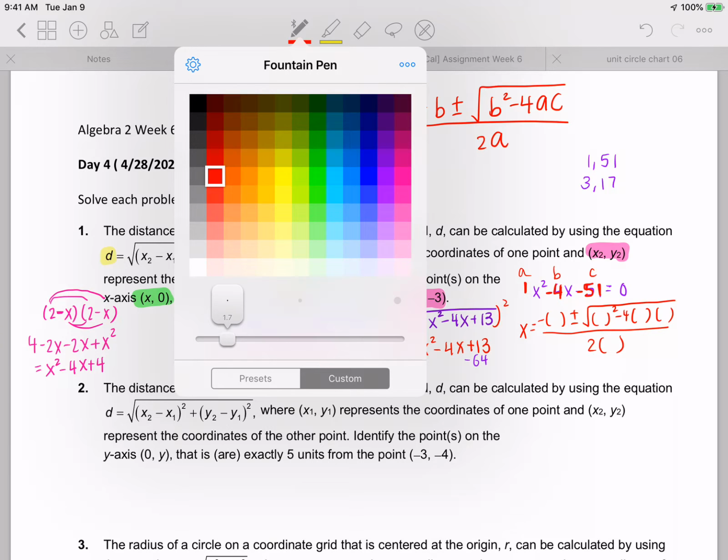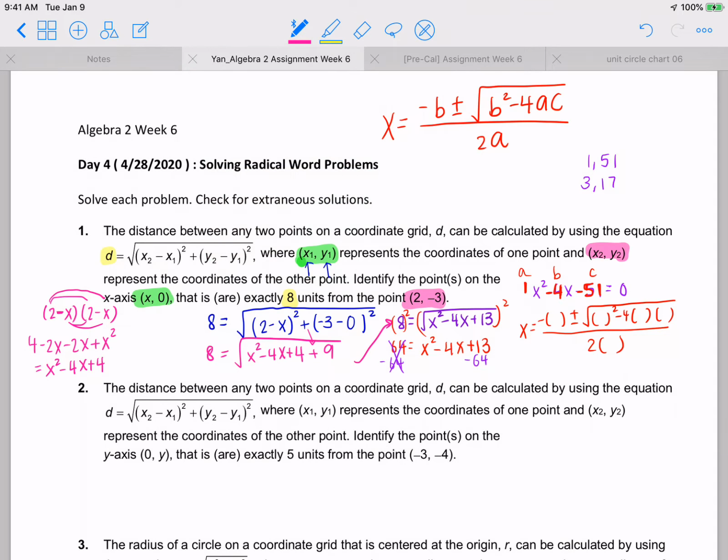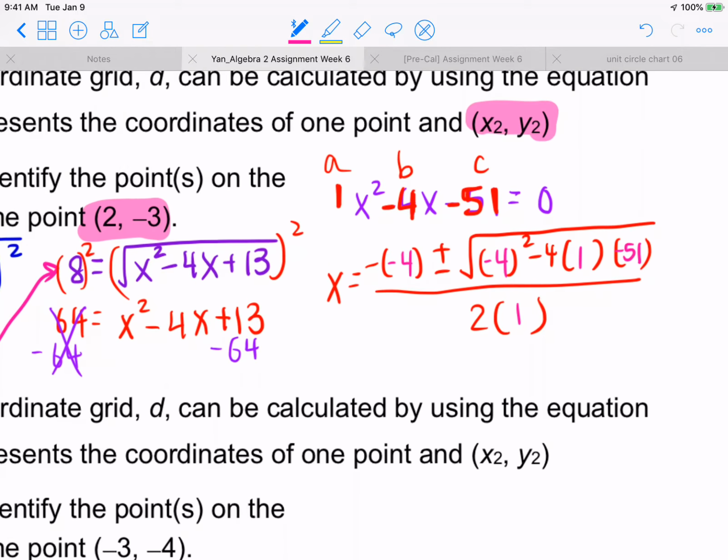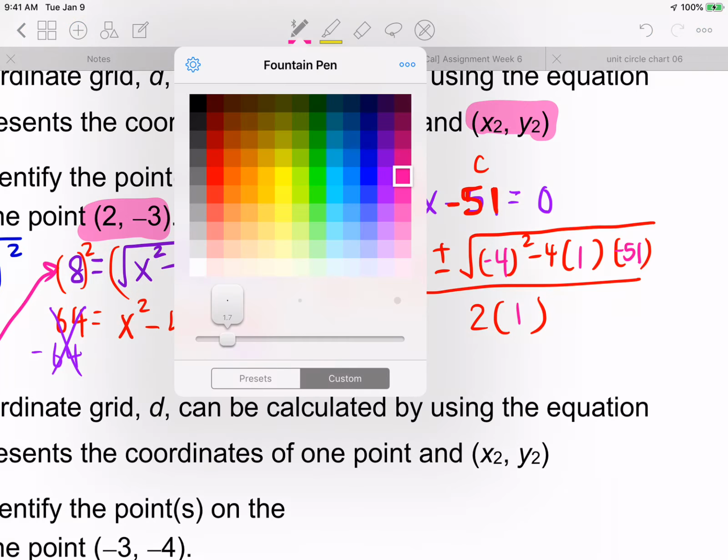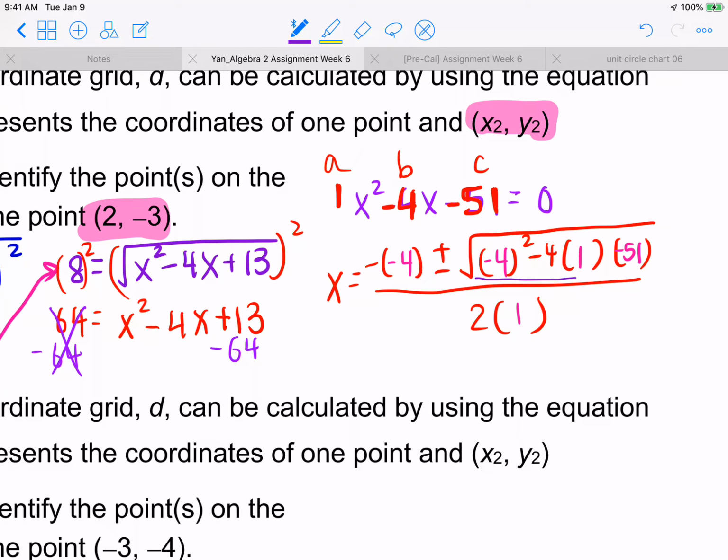Remember I said we always want to set it up this way so whenever we substitute our information, we won't forget our negative sign. Okay, we're going to start out with b. b shows us negative 4. So I'm going to put negative 4 in here, and then negative 4 again, 1, and negative 51. The bottom is going to be a 1. Okay, let me zoom into this question.